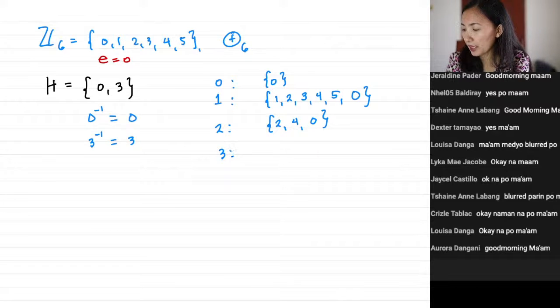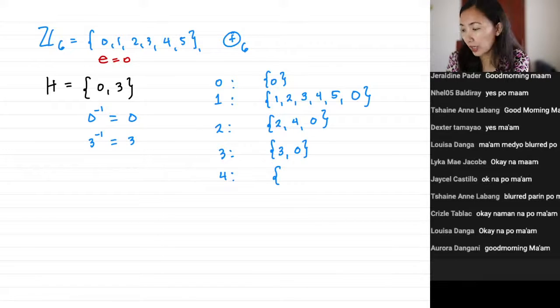Now, let's continue with 3. How about for 3? Again, just like how we generated the previous, we begin with 3 and add 3 to itself for several times. 3. 3 plus 3 is 6. Modulo 6 is 0. Okay, and then 0 plus 3, that gets back to the first element, which is 3. So we stop here. How about 4? Okay, what about 4?